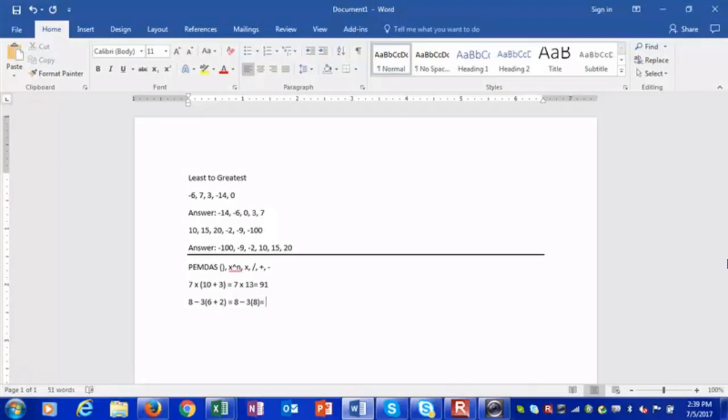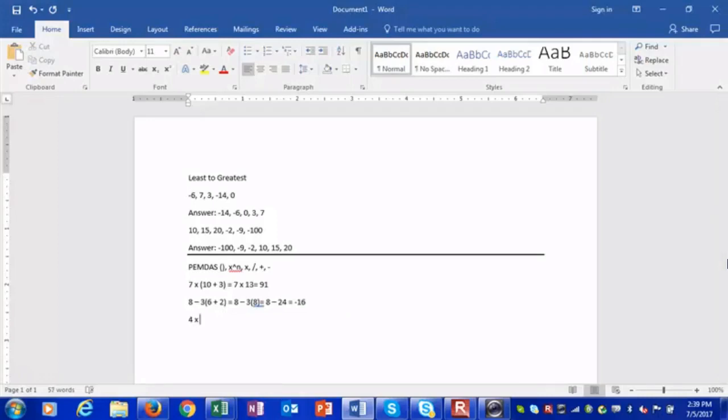3 times 8 is just 24. What is 8 minus 24? 8 minus 24 is negative 16. And you can keep your negative close to it, or you can move it a little farther away if you like. Okay? Let's do another one.